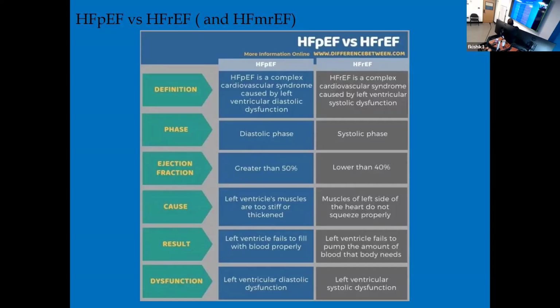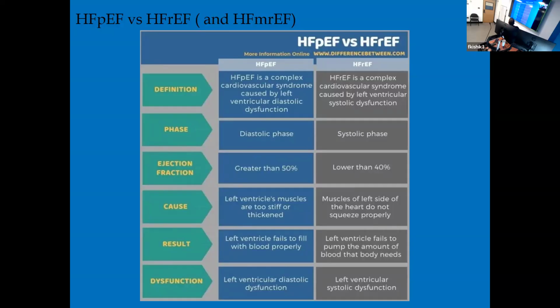So we defined these already, right? The phase for HFpEF, diastolic phase. Well, that makes sense because this is diastolic heart failure. Systolic phase. All right, that makes sense too. Ejection fraction. It's preserved. Well, that makes sense because it's greater than 50. It's lower, 45 to 40% is really what the heart failure cutoff is for low EF. So there you go, less than 40.